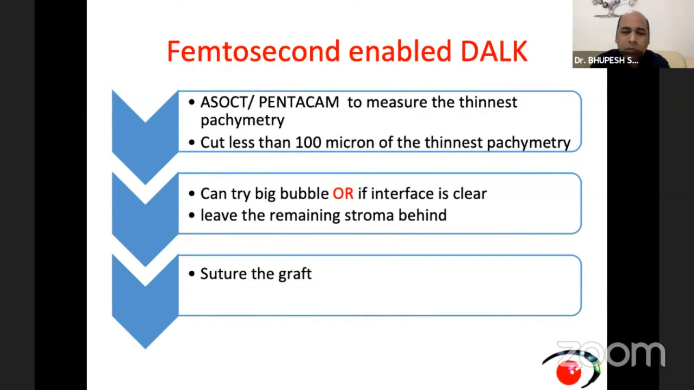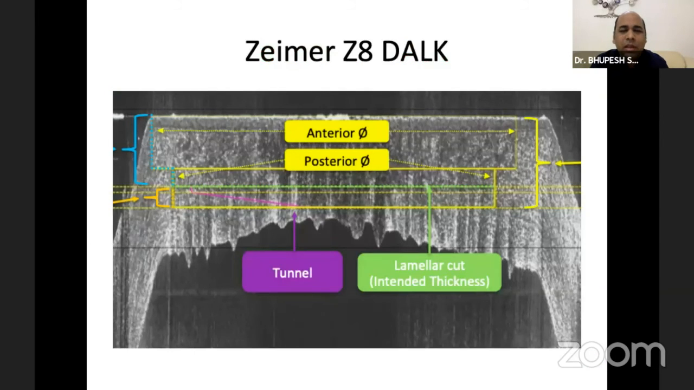the graft. But with the newer femtosecond laser like the Ziemer Z8 machine, we have the added feature of making a tunnel for air injection. So this tunnel, you can play with the length, the angulation, the width according to your cannula size. So this step makes this femtosecond laser DALK procedure more predictable. The chances of getting an air big bubble is quite high.